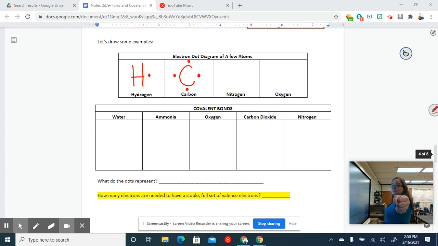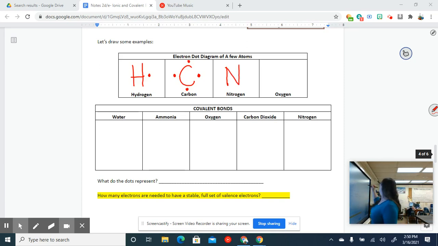And it can make a bond here, it can make a bond here, it can make a bond here, and it can make a bond here. It can bond with itself. It can bond with almost anything else. So because of that, that's why carbon is so common in everything, because it bonds with everything.